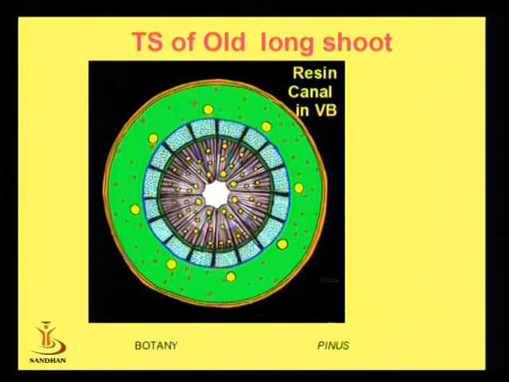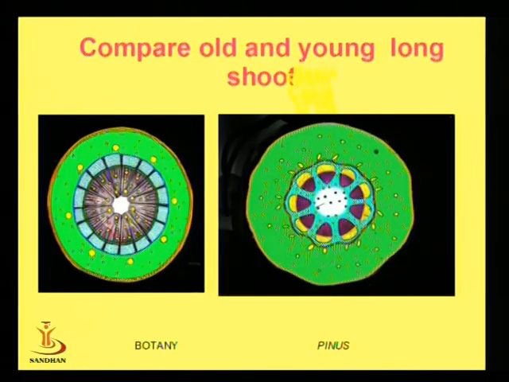Generally resin is found in yellow color. When you compare the old as well as the young one, you can easily see the difference in the characteristics of wood. In the young shoot, there is no difference of autumn wood and spring wood, because there is no annual ring formation, and that's why it has only xylem elements.